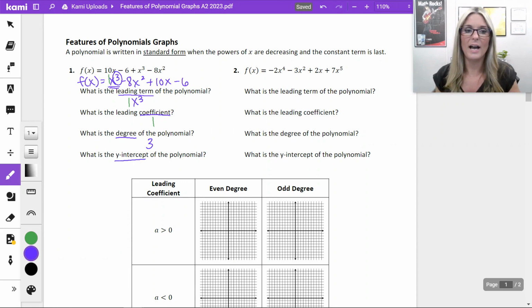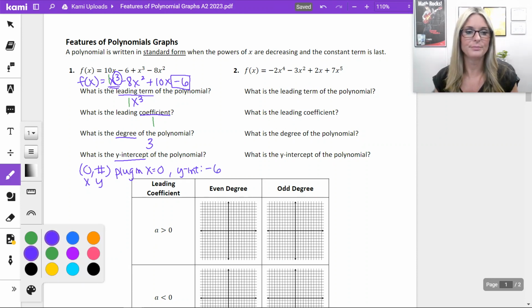And then what is the y-intercept? Two things I could do here. One, I could just look at the constant term, which is going to be the y-intercept, or where this graph crosses the y-axis. Second, I could plug in 0 for x, because if we're talking about a y-intercept, the x value is always going to be 0. So if I wanted to, I could plug in 0 for x to find the y-intercept. But for this one, like I said, we can just look at that constant term, which is negative 6.